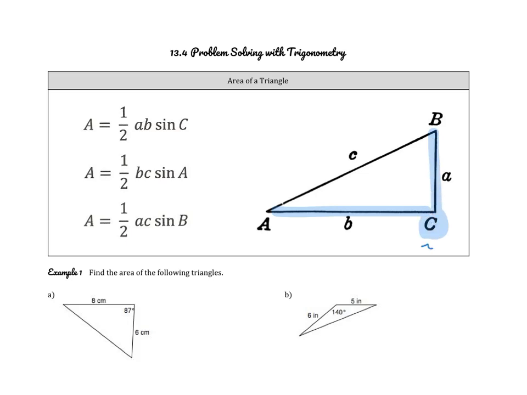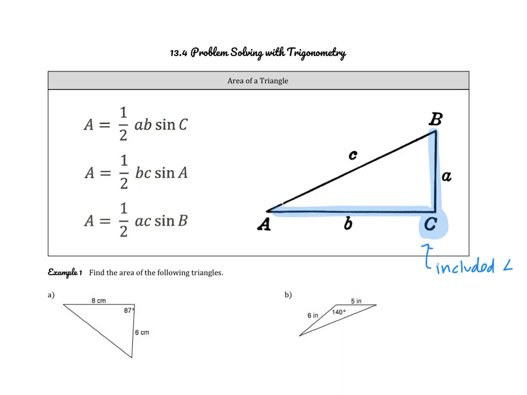So remember, this is what's called the included angle because it's the angle formed from the two sides that we're using. So if you have two sides and the included angle, you can use this formula. So the formula is just 1/2 times one side length times the other times the sine of the included angle. So these are just adjusted for different side lengths.